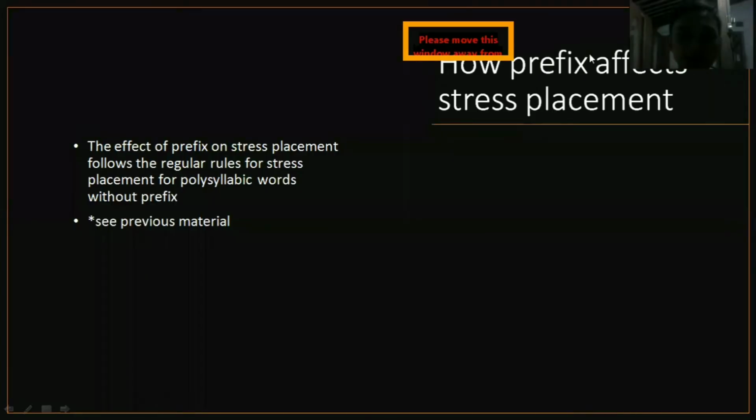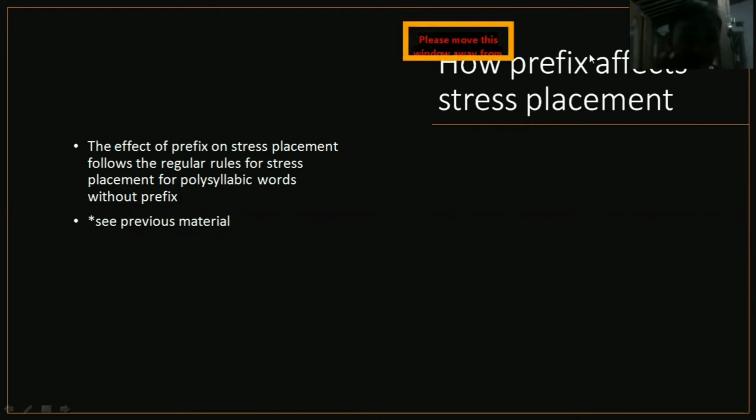Assalamualaikum warahmatullahi wabarakatuh. My name is Hijaz Faqih Sepyawan. I'm from English Education Study Program 2019. My student number is 009, and on this occasion, I will explain how prefixes affect stress placement.